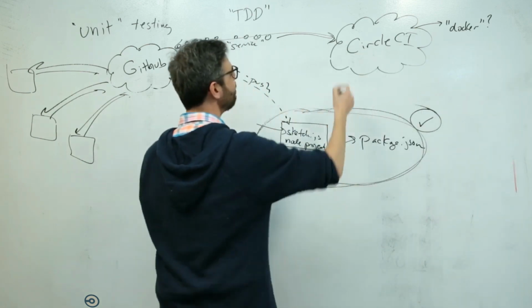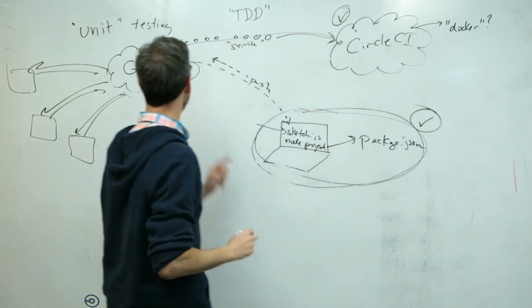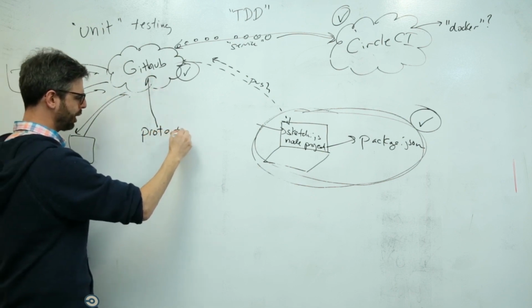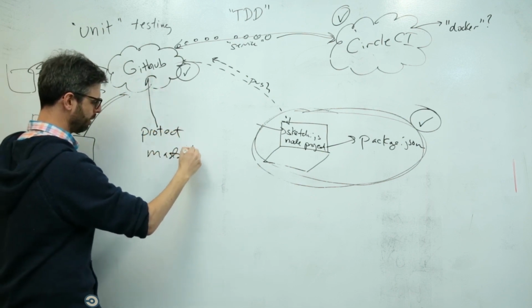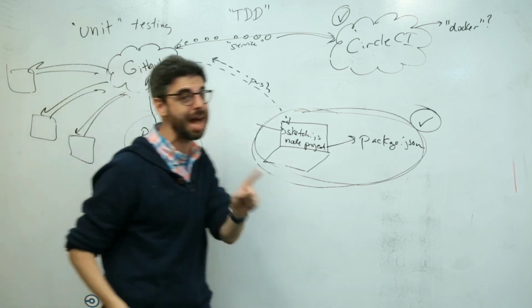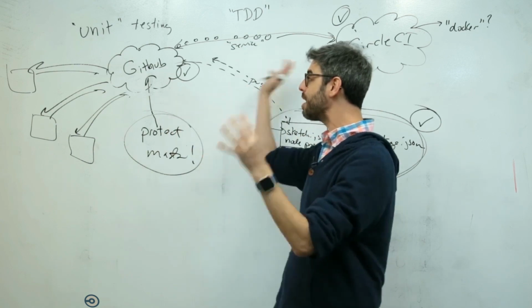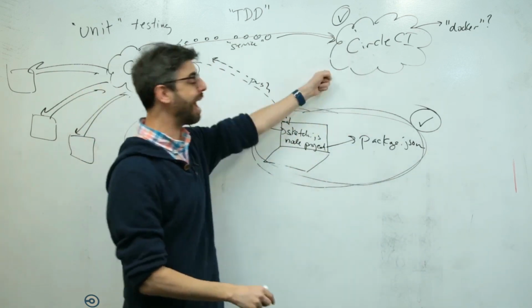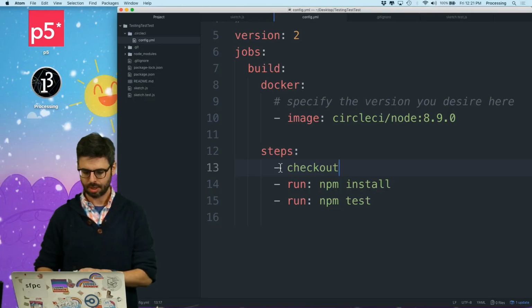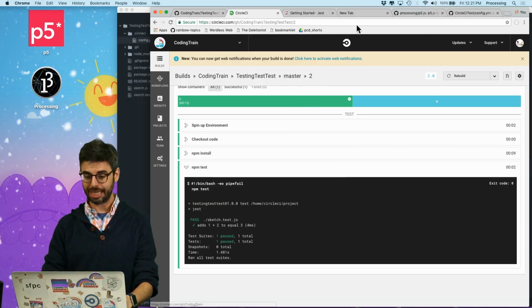So I do have the test running on CircleCI, but what I want to do now is, on GitHub, protect master. I want to make it so that you cannot push any code to master at all, and you cannot merge any code to master without the tests having run and passed first. So let's go do that. That is something I have to do through the GitHub interface.